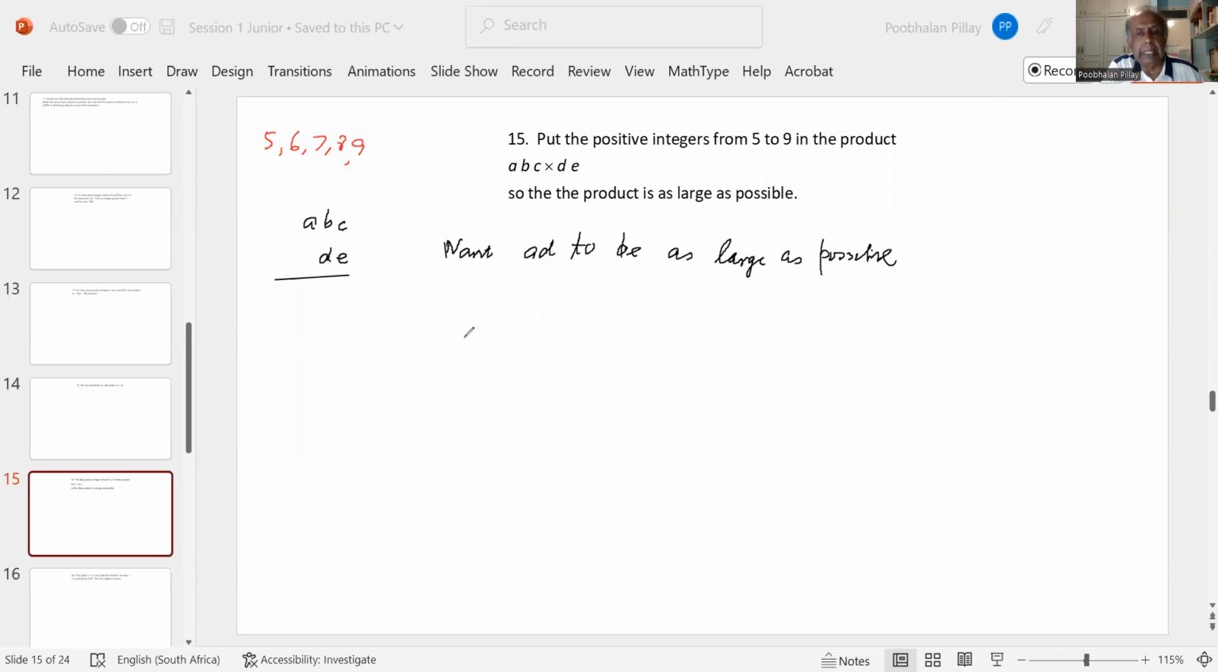Okay, so that means that A and D must be 9 and 8. That's the only way you can get that. 9 times 8 is 72, the largest possible product that you can get. But we don't know whether A is 9 or 8. A could be 9 and D could be 8, and vice versa.